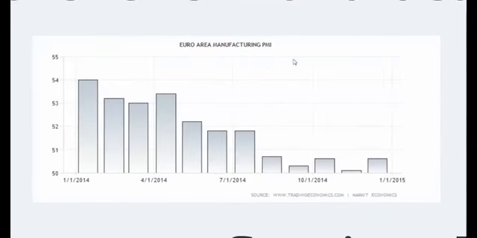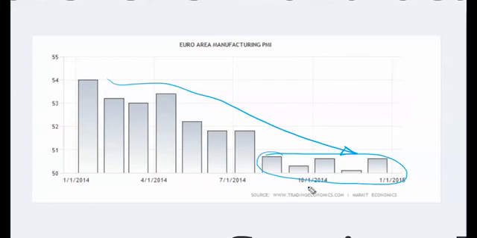Taking a look at the manufacturing PMI, you can see very clearly that since the beginning of 2014, we've been pretty much in a downward trend. The Purchasing Managers Index is saying, listen, guys, manufacturing-wise in the Eurozone, we're not looking too good. From the 1st of October 2014 until where we are right now, we've basically seen the PMI manufacturing just above the 50 mark.